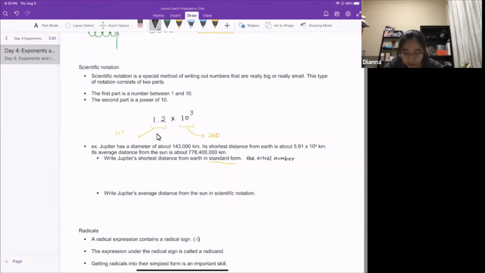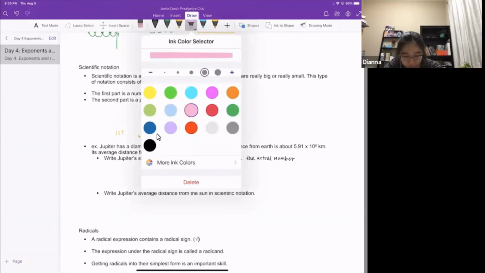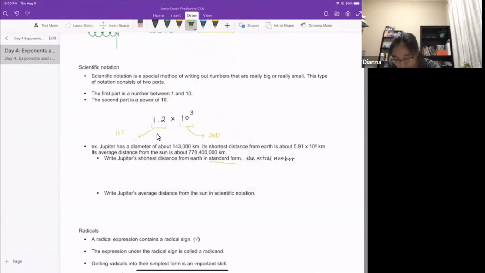So Jupiter's shortest distance from the Earth. In the problem, I think it was, let me choose a color, green. I think it was this. 5.91 times 10 to the 8th was the shortest distance from Earth, right? So I'm basically going to turn this into a huge number form. And so that basically means what? I'm multiplying by 10 8 times. So I'm basically moving this decimal point to the right 8 times.